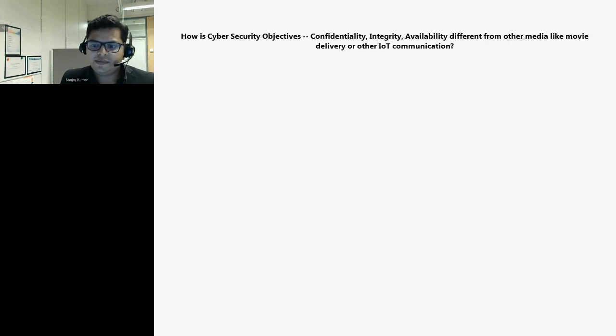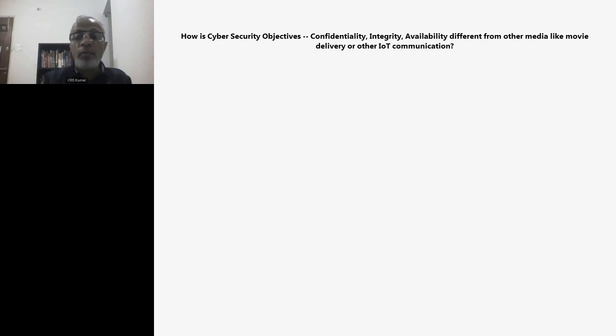So the question is, how are the cybersecurity objectives, confidentiality, integrity, availability, different from other media like movie delivery or other IoT communication? Okay, so this question is whether confidentiality, integrity, availability are applicable for all these mediums like movie delivery or IoT communication. Of course. Supposing we see the latest attacks, like a huge amount of movies were stored in computer disks and somebody stole them through various types of attacks. That is an example of Sony that happened recently. And here we see that confidentiality and integrity play an important role, for the movies and the data regarding them and storage of them.